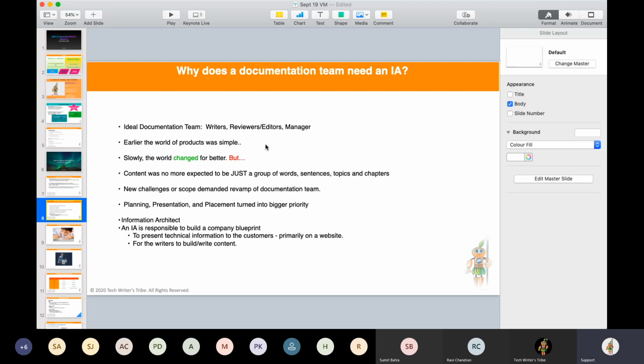And in that evolution, the technical communication department was not spared. It changed too. We heard about new processes. We heard about structured documentation. We heard about how important reusing the content is.